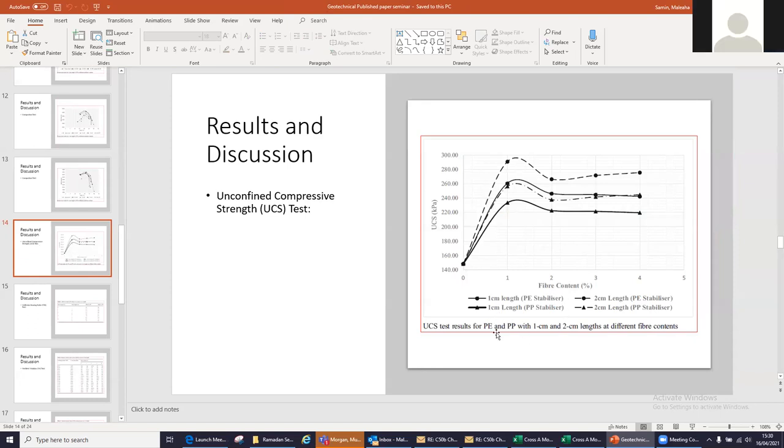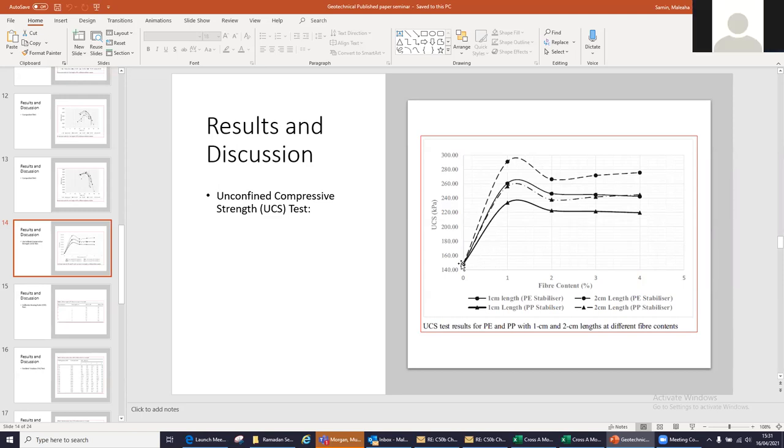Could you show us the response of native soil without any additive? To be honest, because we are looking at the stabilizer, this point here is what we have for the soil itself, the native soil. So it is 150. This point is representative of the native soil, so the improvement happened from here. Is that clear? So 150 represents the unconfined compressive strength of the native soil. And with adding the material with different fiber contents, different lengths, different materials, PP and PE, it improved even more. Okay, I got it.